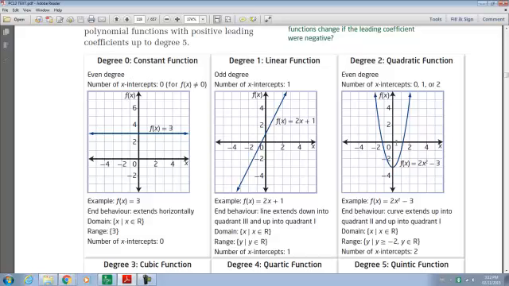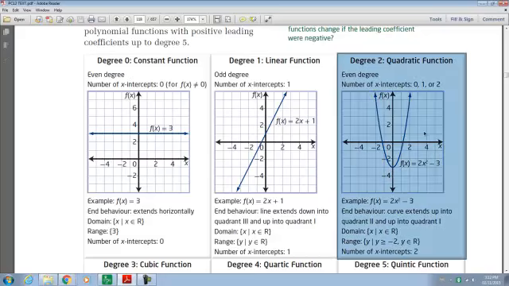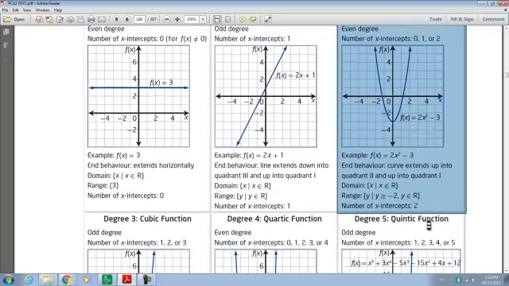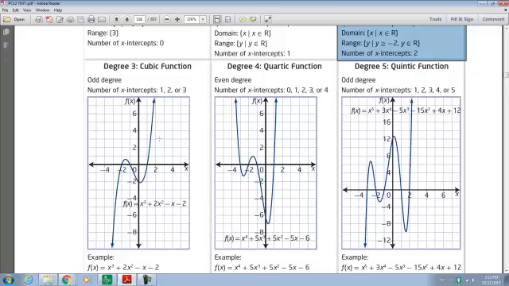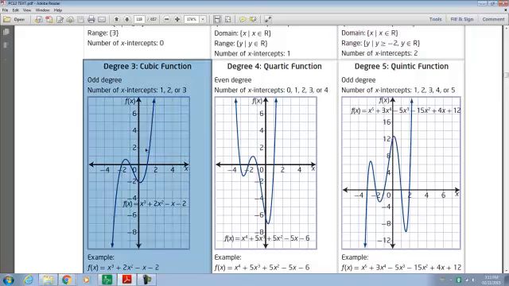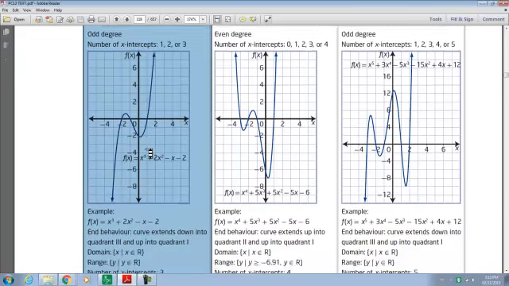This is your degree of 2, so it's exactly the same as a quadratic or a parabola. In this one, the end behavior, the curve extends up into quadrant 2 and up into quadrant 1, and there are 2 x-intercepts. If we continue on and look at a degree 3 polynomial, it crosses the x-axis 1, 2, 3 times, and the curve extends down into quadrant 3 and up into quadrant 1.